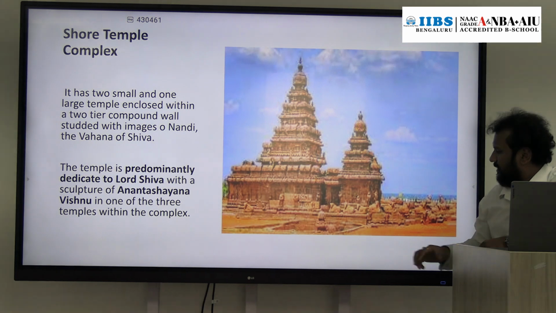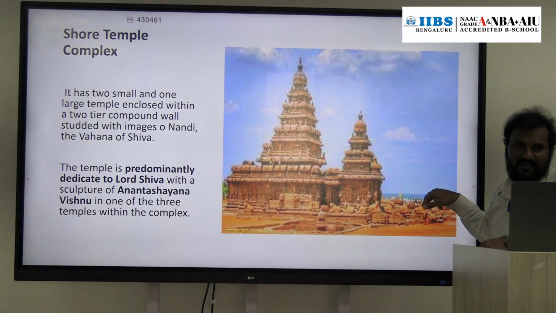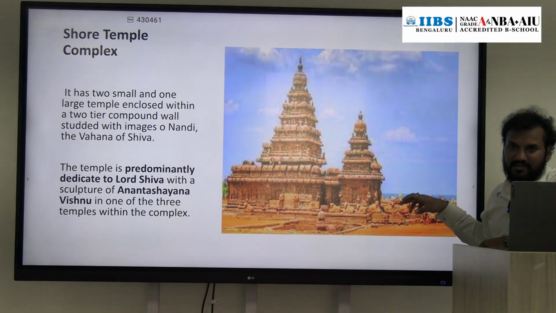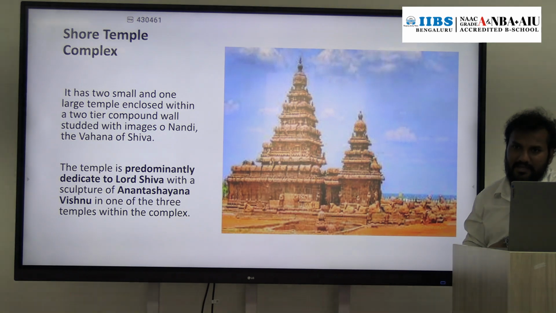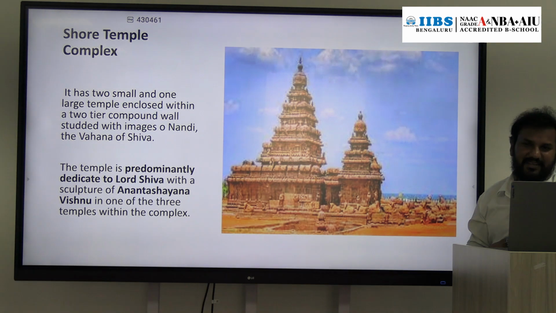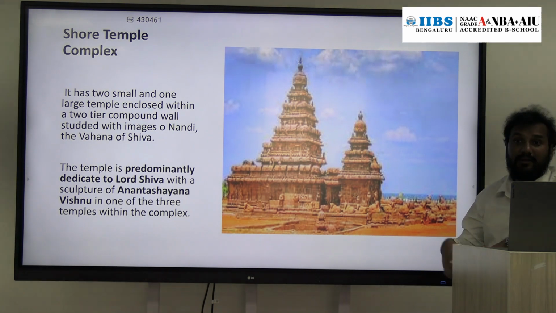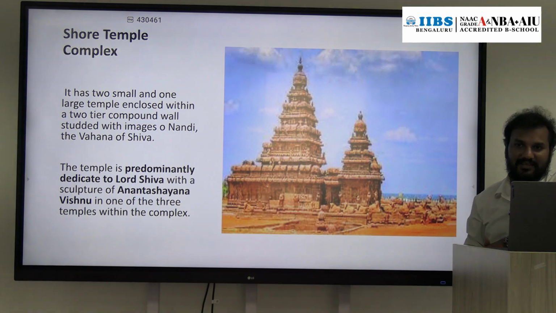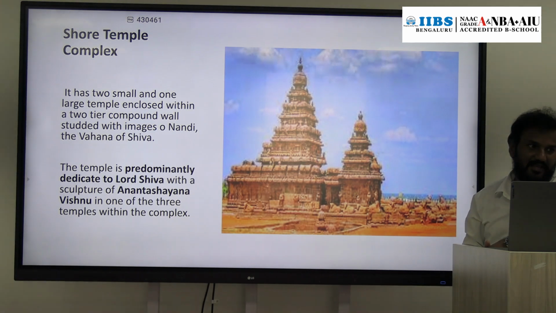Okay, it has a boundary wall also. Compound boundary wall is also there in this temple. But finishing is not up to the mark. Okay, finishing is not up to the mark, compared to the Solanki one and Jagannath Puri, no? That one.